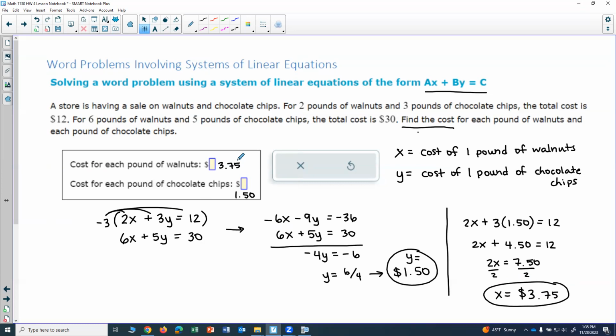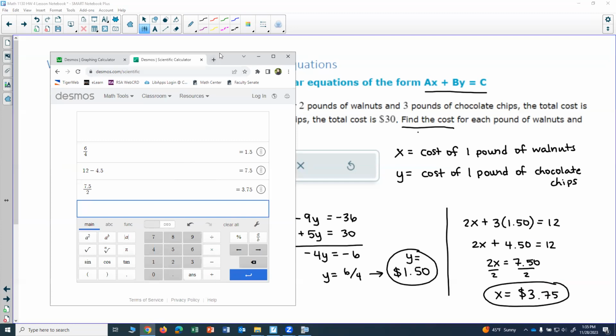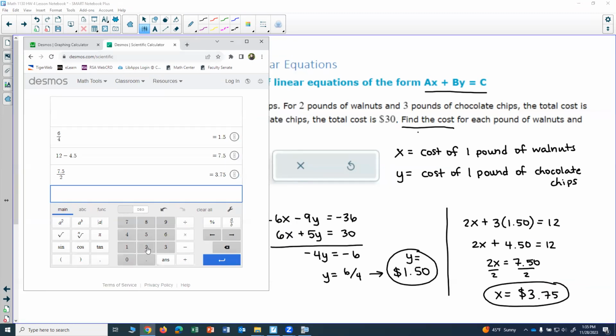Now checking your answer really only will help you if you've set up your equations correctly, but you could just go ahead and say, okay, for 2 pounds of walnuts, I'm going to pay 2 times, actually, the walnuts are 3.75. So 2 times 3.75 and 3 pounds of chocolate chips, so plus 3 times 1.50, the total cost is $12. So that one worked out.